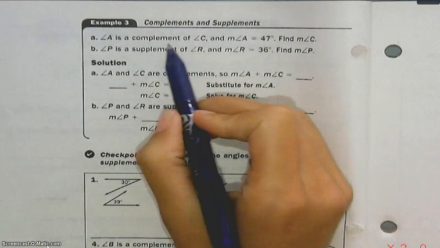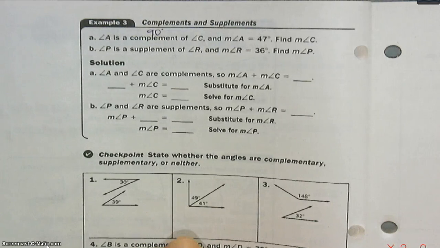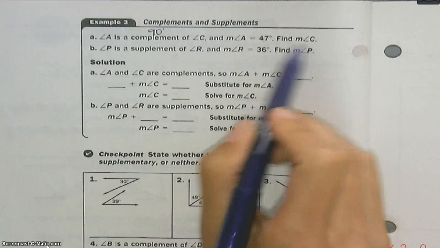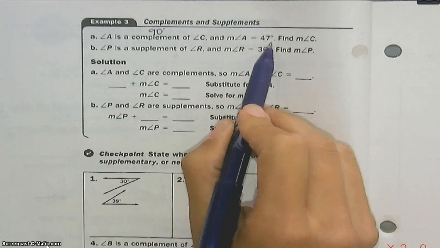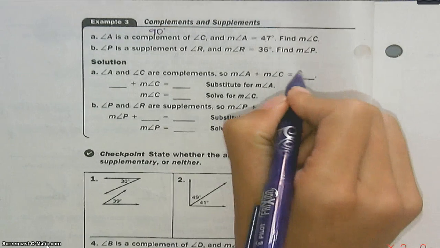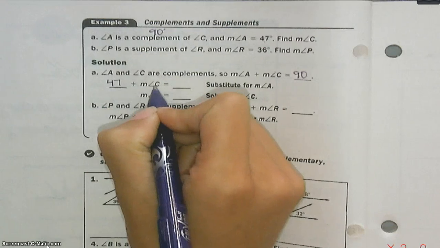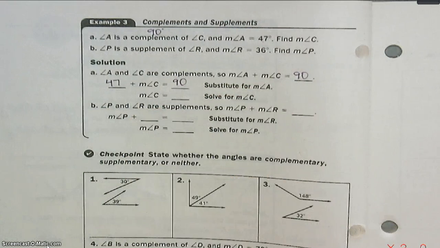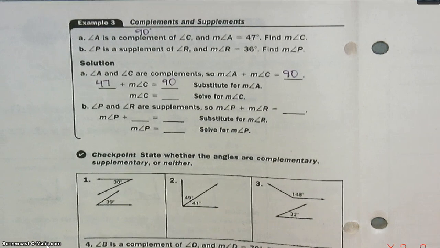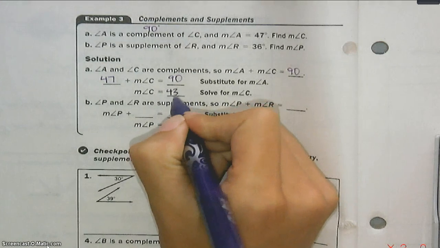A is a complement of C. So that means together they make 90. If A is 47, how big is C? Well, together they have to make 90. So you're asking yourself, 47 and what make 90? 47 plus what equals 90? So then you're going to subtract 47 from both sides. So 90 minus 47 is 43.